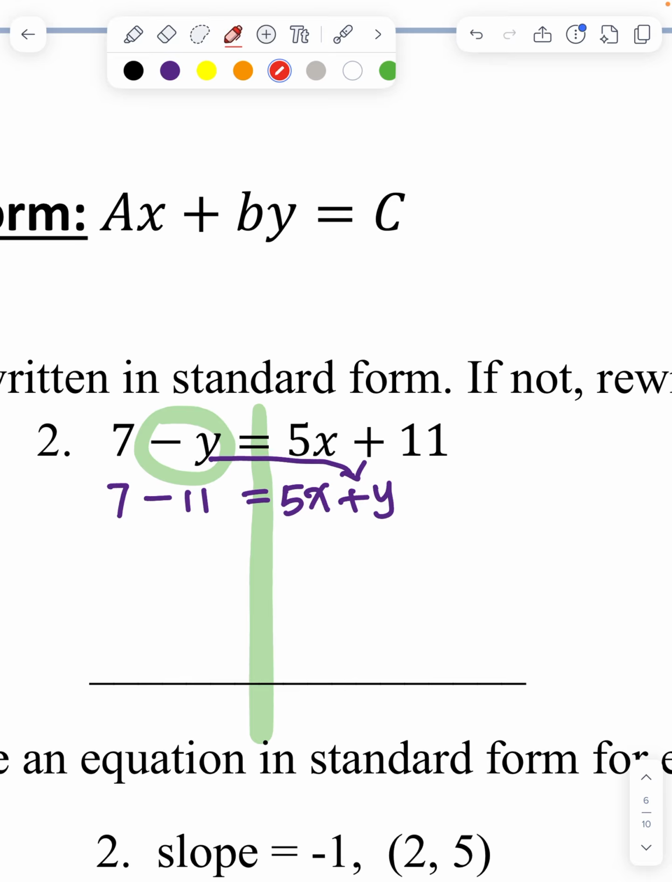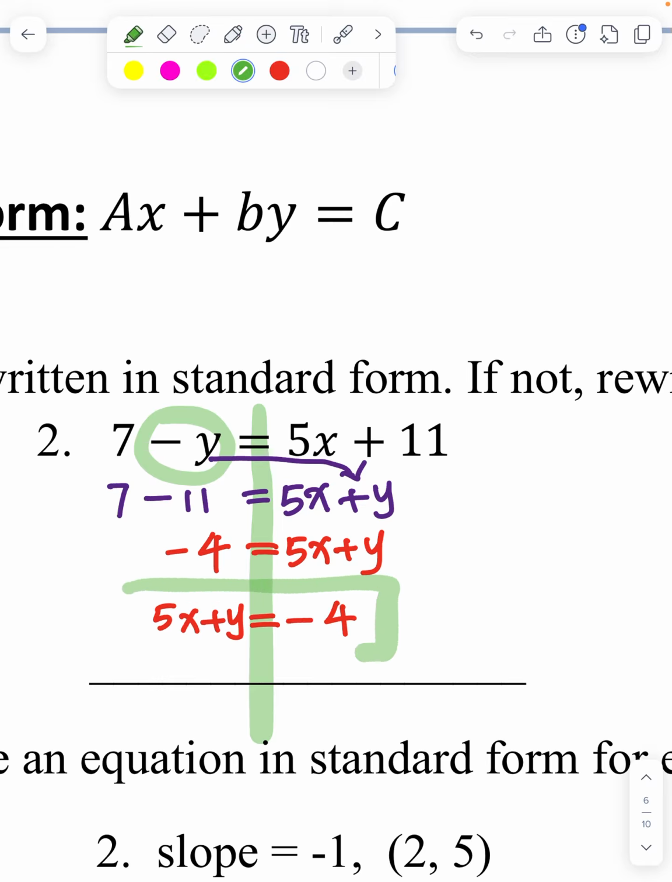All right, so what is 7 minus 11? 7 is smaller than 11, so 7 is not big enough to take away 11, so this is negative 4. Now I'm going to flip both sides. So 5x plus y equal to negative 4. So this is the final answer.